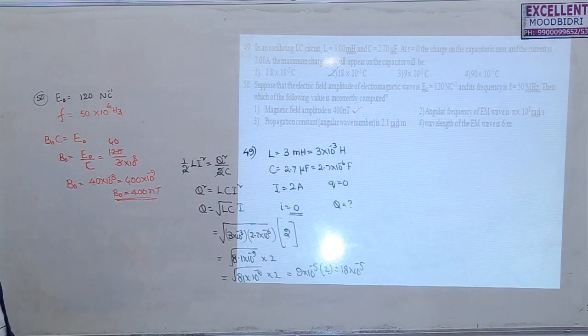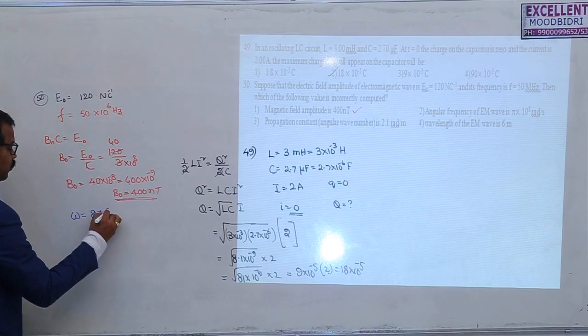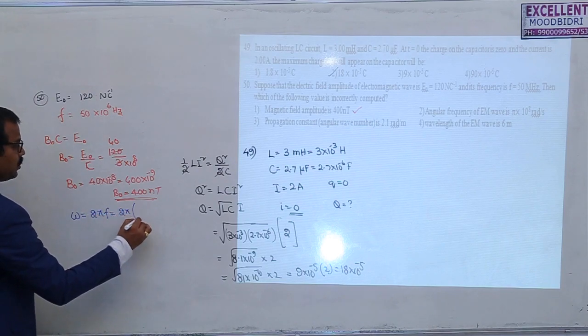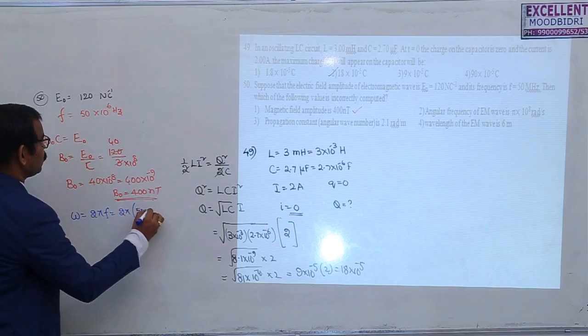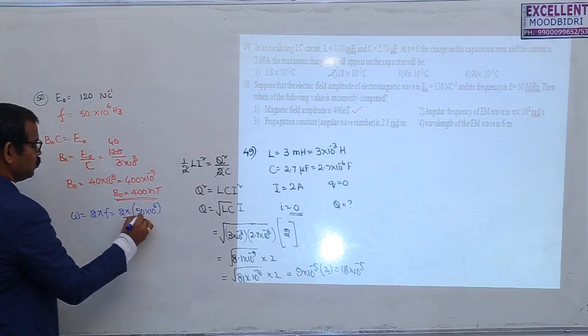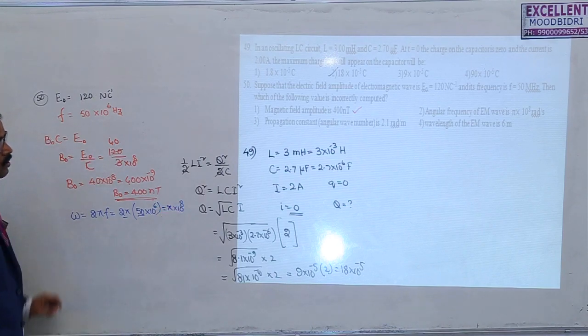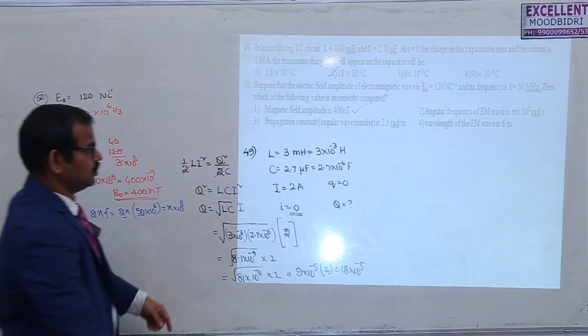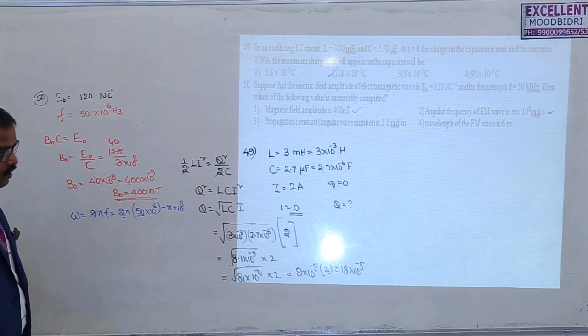Second one, angular frequency of electromagnetic waves. To find the angular frequency, omega is equal to 2 pi f, that is 2 pi into the frequency, 50 into 10 power 6. 2 into 50 is 100, so this is pi into 10 power 8 radian per second, which is given there as well, so it is correct here.